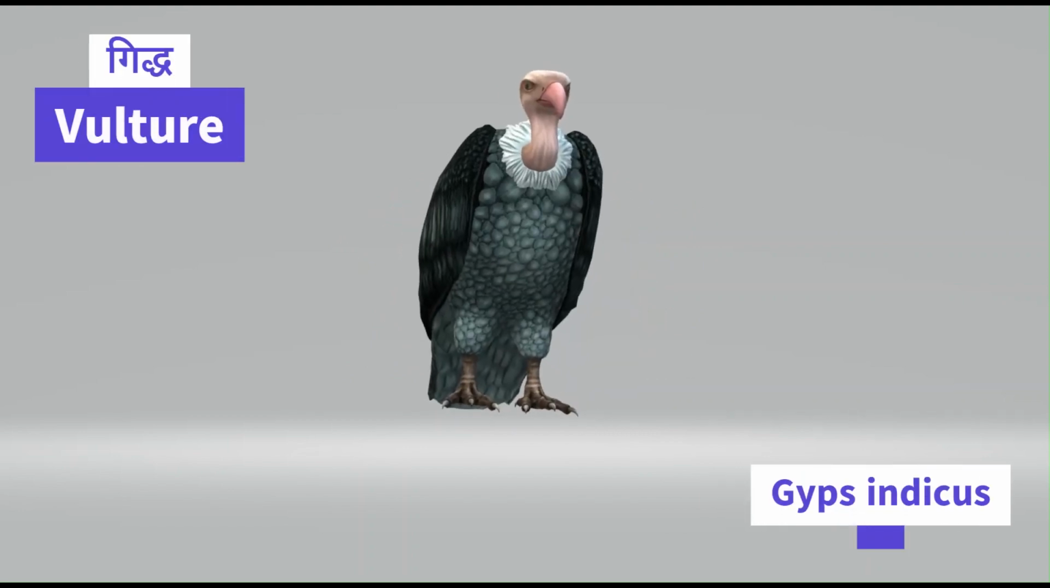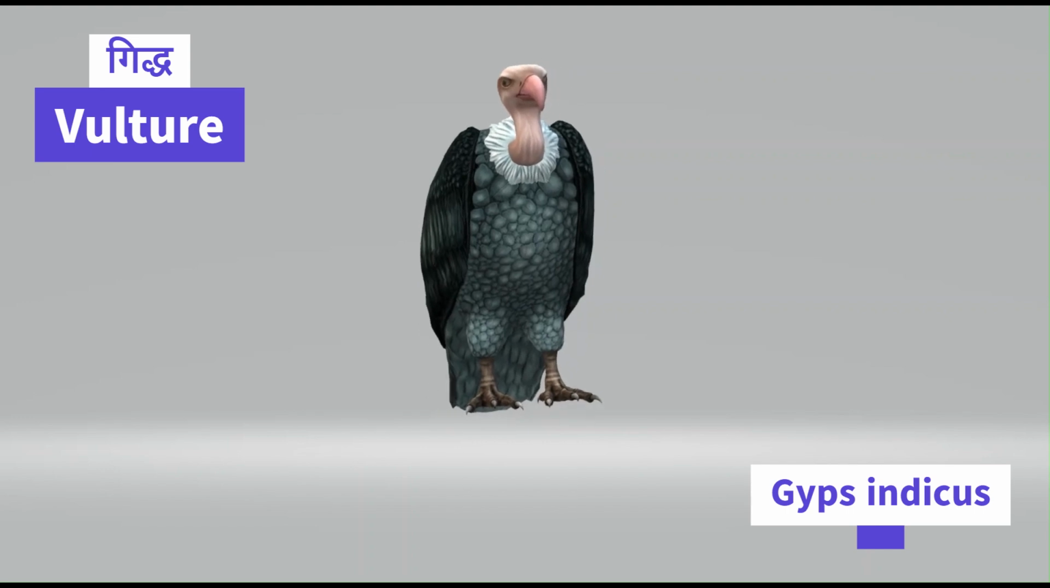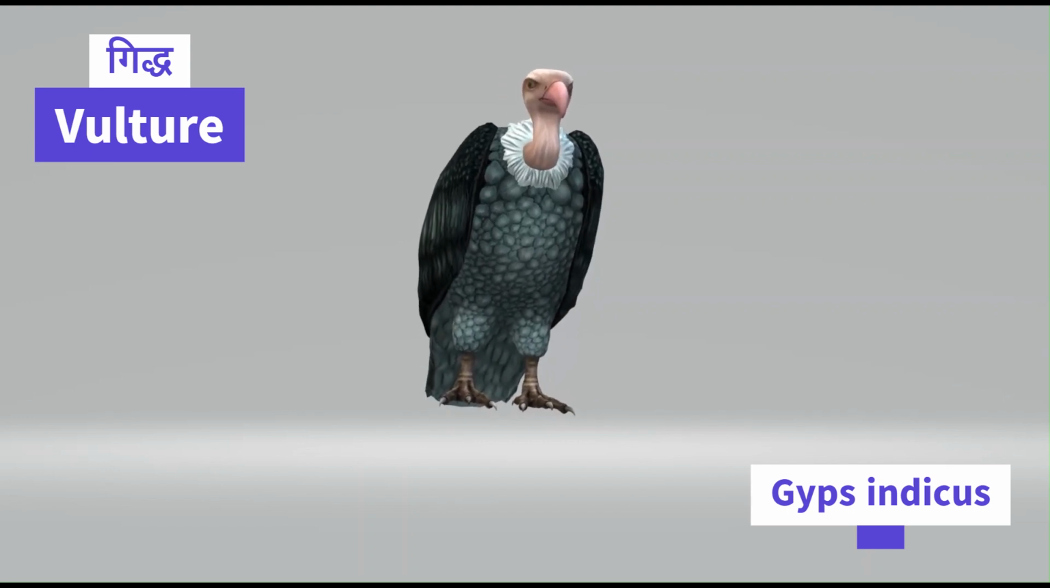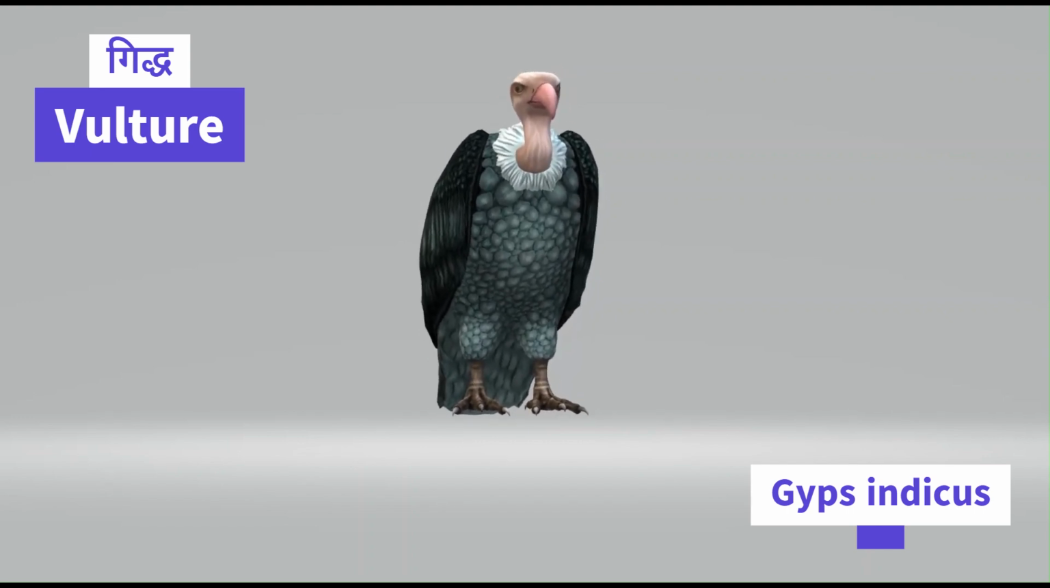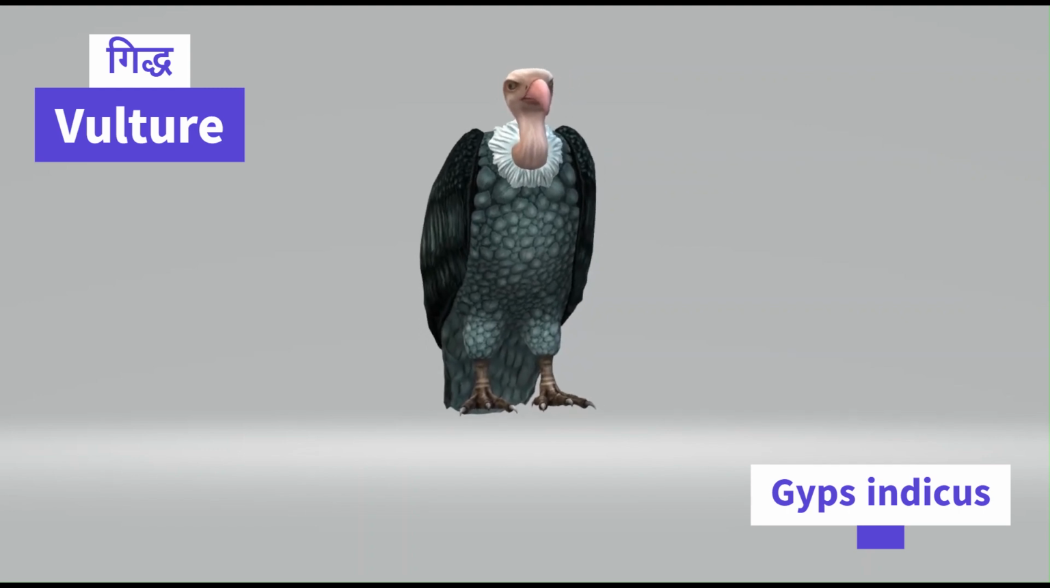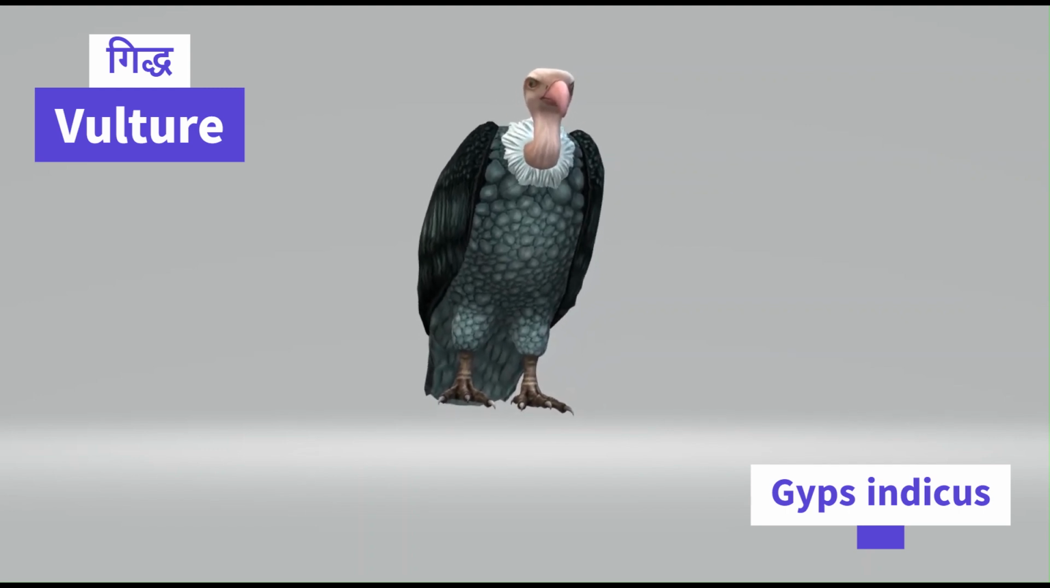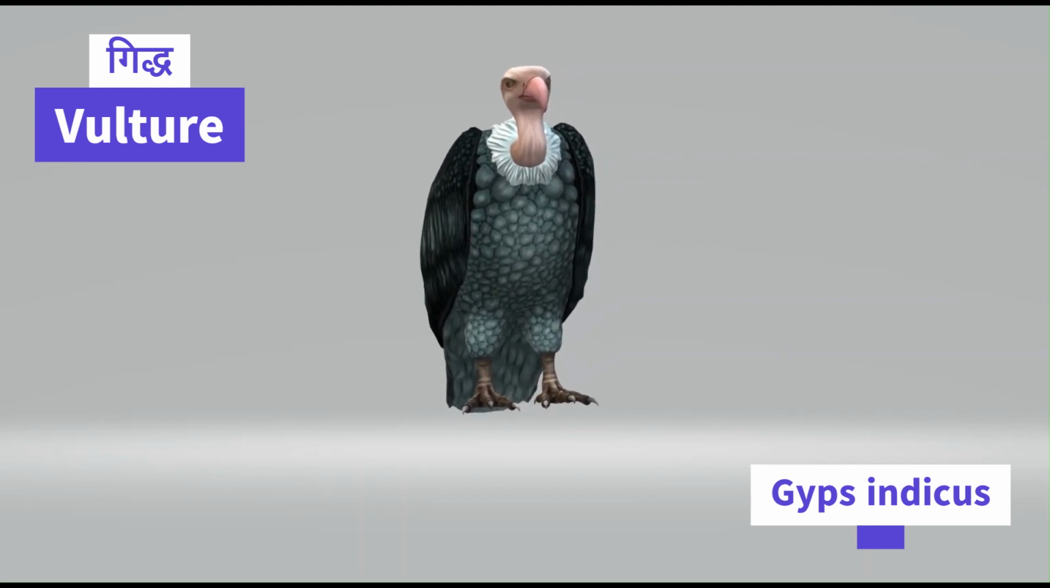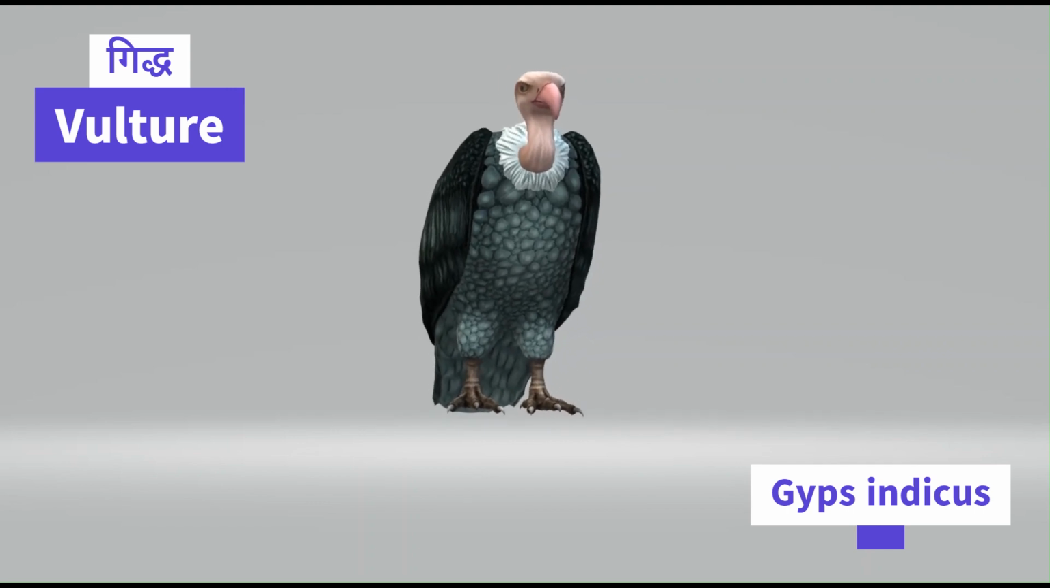Here comes the last bird of this series. It is also an endangered species in India. It is a vulture. It is known as Giddh in Hindi. The scientific name of vulture is Gyps indicus.